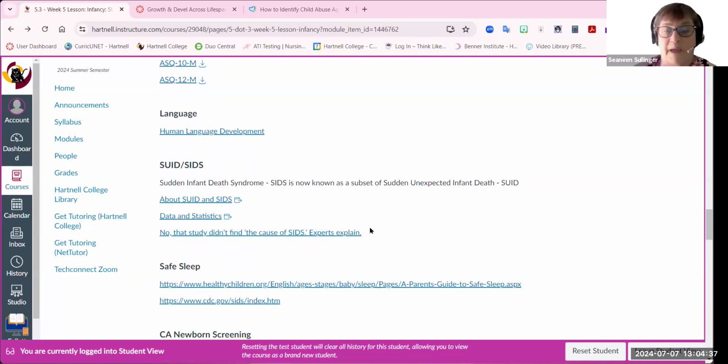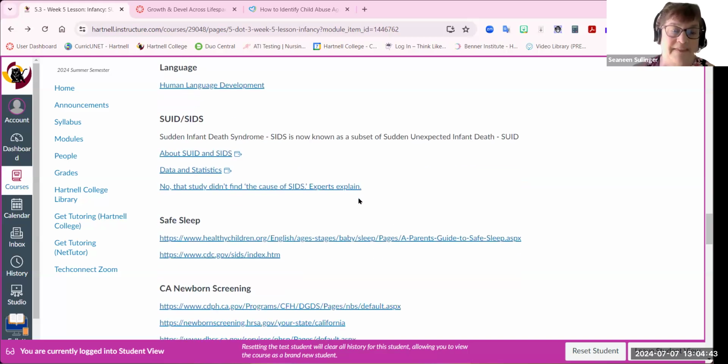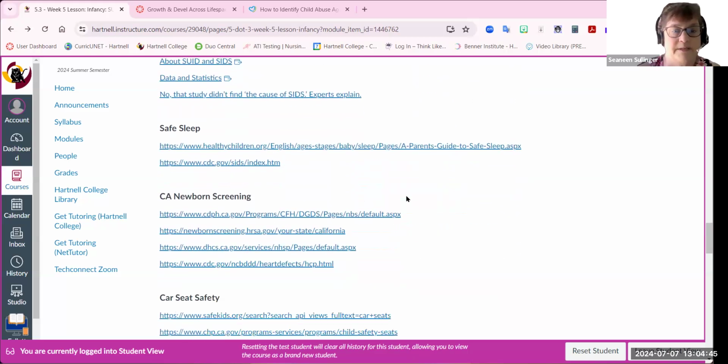Safe sleep. So back to sleep, right? The baby goes to sleep on their back. That's why we do tummy time when they're awake. And then the different screenings that happen. So one of those questions on the 2-month questionnaire was, did the baby pass the hearing screen? And so we do a hearing screen.